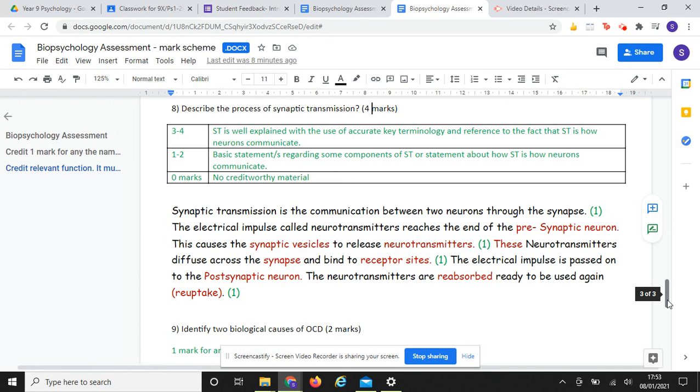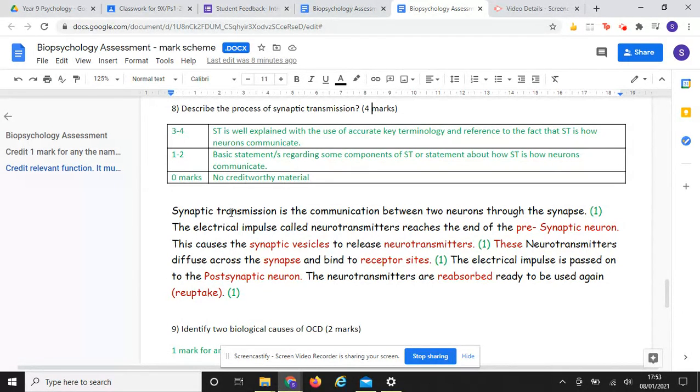What I would like you to do for these last two questions, this one is most important. Describe the process of synaptic transmission. I really want you to think about how two neurons communicate. If you just give a basic statement like, it goes from one neuron, travels to another neuron, goes past the synapse, that's very basic. You only get 1 mark.